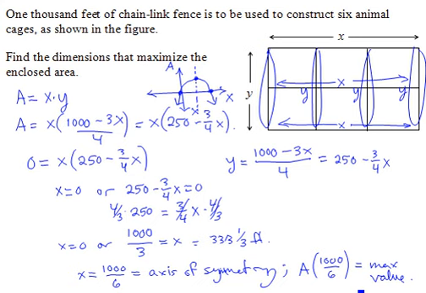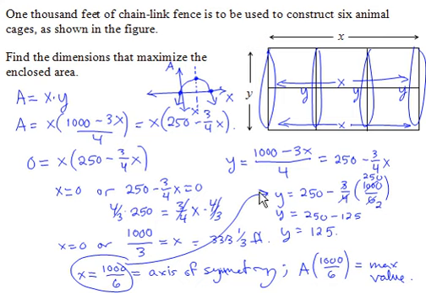In order to find y, we can compute the 1,000 minus 3x divided by 4, or we can use the simplified version here. Let me pop that up since the podcast is getting a bit long. Through the magic of pausing, I was able to compute the value of y. There's the work. If you want to follow that through, you can pause it here and have a look. You get y equals 125 feet. So the values that maximize the area are x equals 333 1/3 and y equals 125.